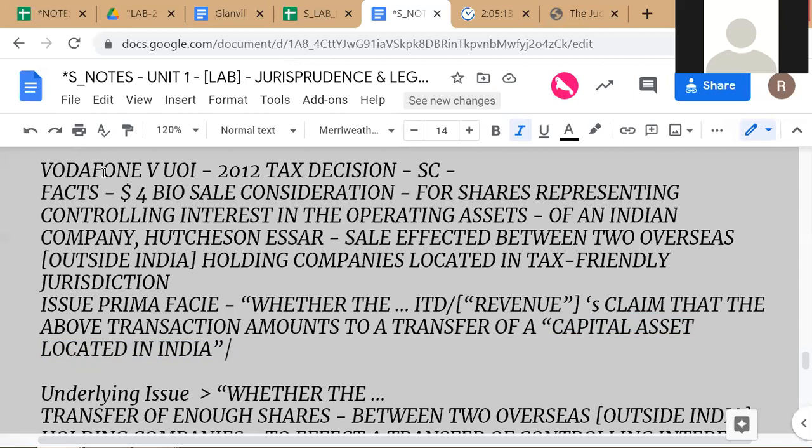Okay? So under Indian income tax law, if there is a transaction which is considered to be a transfer of a capital asset located in India, if you are paying, you're the guy who is purchasing, you're paying the purchase consideration of $4 billion, you are required to withhold tax at source. Okay? So it's tax deducted at source kind of law requirement. Like here, if your company is making a payment to a consultant, then they have to withhold certain tax at source. Okay, so it's a withholding tax requirement. So the income tax department's contention was that this transaction you did between two overseas holding companies nevertheless amounts to a transfer of a capital asset located in India.